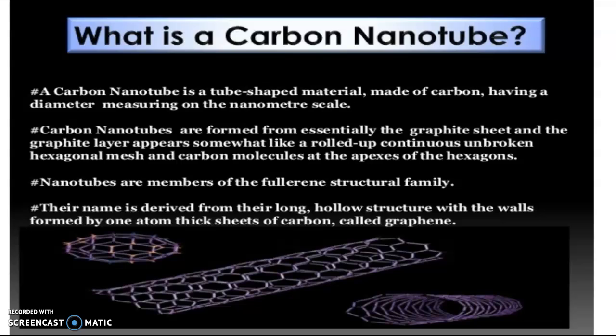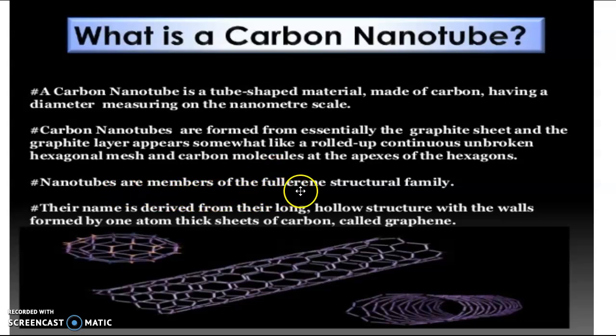They are tubular shaped materials made up of carbon having a diameter measuring in the nanometer scale. Carbon nanotubes are formed essentially from the graphite sheet, and the graphite layer appears somewhat like a rolled up continuous unbroken hexagonal mesh. So it looks like a mesh which is continuously rolled up, with carbon atoms at the apex of the hexagons.